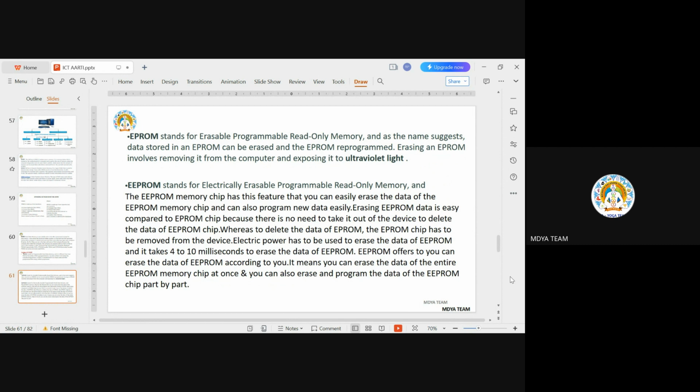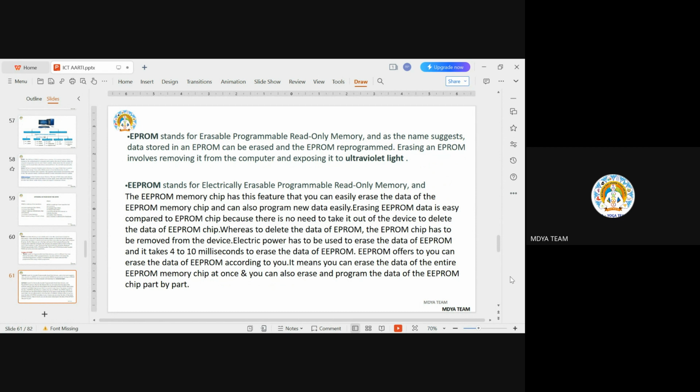In the EPROM, the data is removed at one time, but in the EEPROM, we can erase the data one by one. Suppose we have some program on one page and we want to remove half a page; the data can be removed according to a requirement. So there is no need to take the chip out of the device to delete the data of an EEPROM chip. In the EPROM we have to remove the chip from the device, but in the EEPROM we don't need to remove the memory chip from the device.